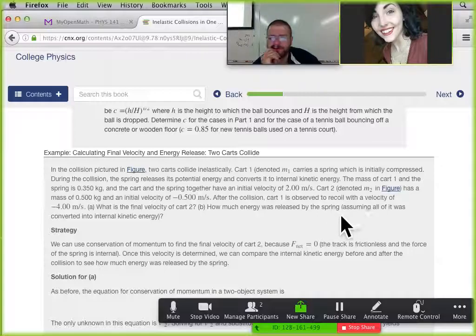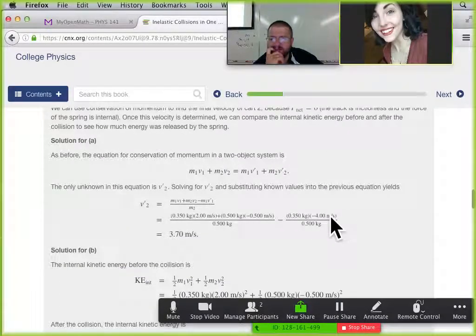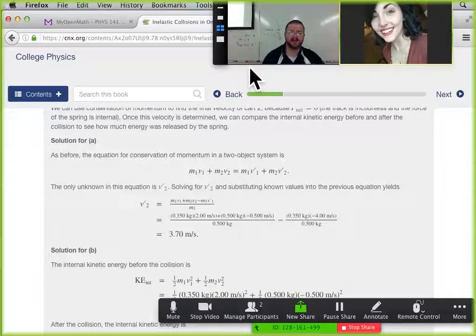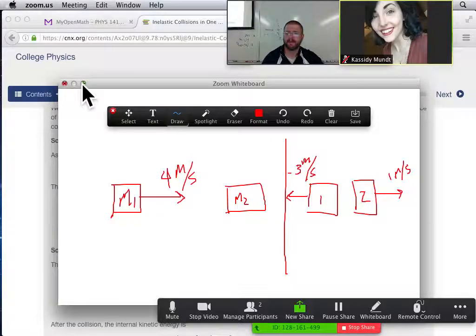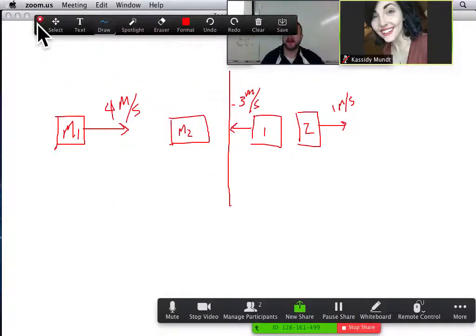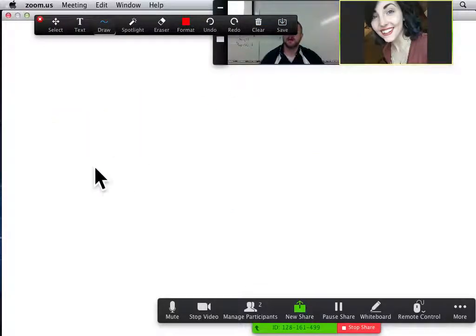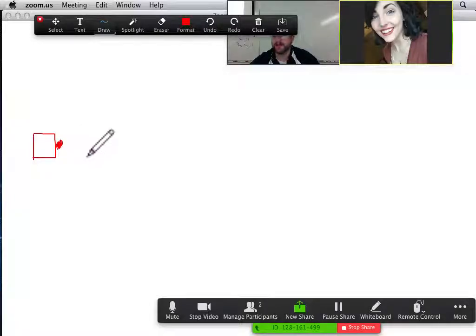Okay, so this is kind of weird. Let's see if we can figure out what they're talking about. Let's draw a picture and see if we can figure it out. So what I think they're saying here is that we start out with this one cart that has this compressed spring. I'm just going to draw it as a really compressed thing here. And then at some point this hits the second cart. So this is what we've got to begin with, just this thing over here on the left.